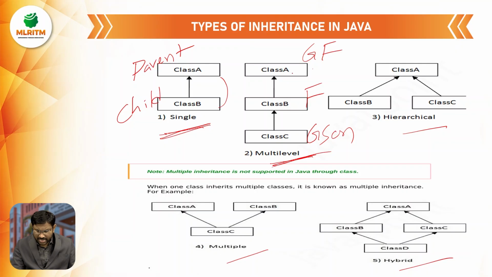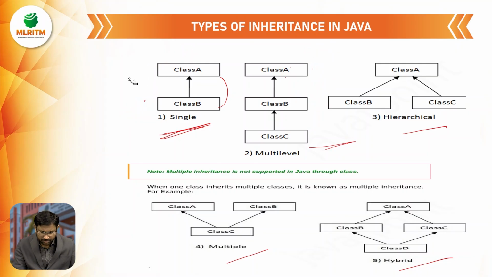Class A has the properties of only class A, but class B can acquire the properties of class B and also class A. Class C, the grandson, can acquire the properties of class B and class A, along with its own properties of class C. So class A has only its own properties, class B has those of A and B, and class C has those of A, B and C. This is called multi-level inheritance.